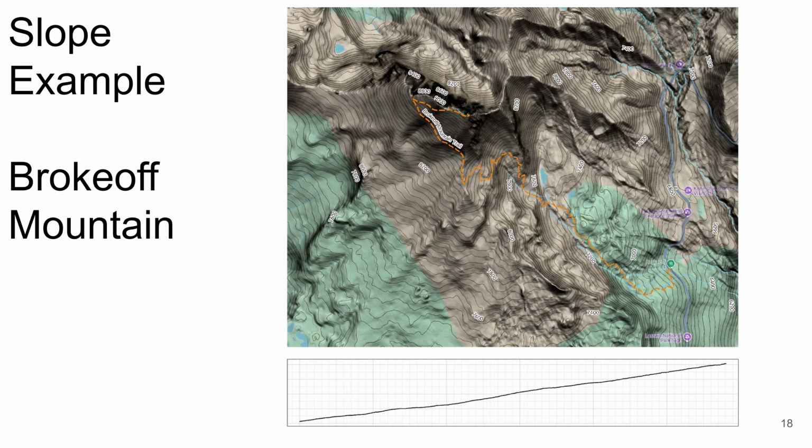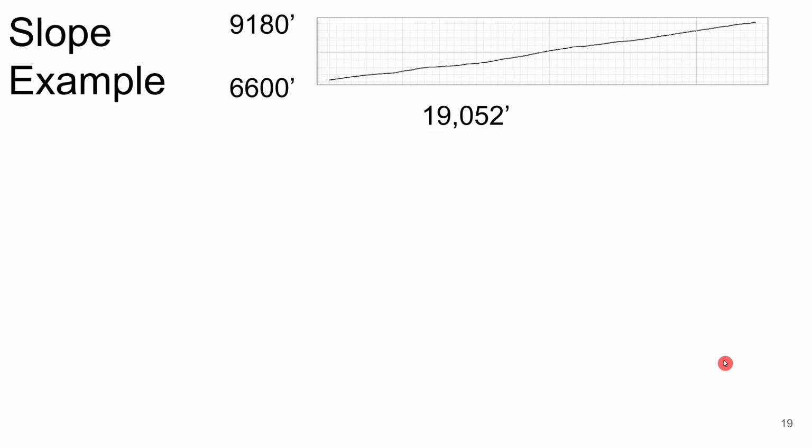Let's look at another example. This is the trail to Brokoff Mountain, going from the road into the park, up this section, and up to the peak. You can see the trail to Brokoff Mountain is much more consistent in its slope. It's almost exactly the same slope the whole time. There's no point on it that it's really much steeper or much flatter. So there's the slope profile.